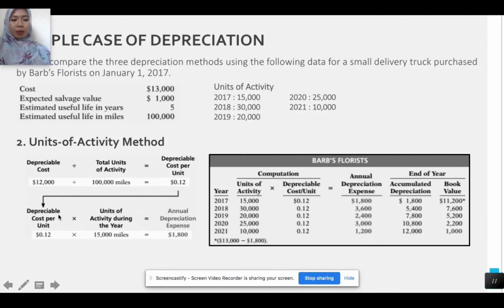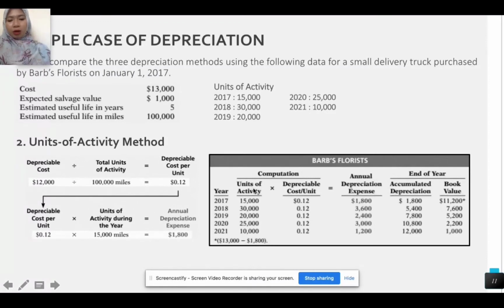Now we can calculate annual depreciation expense. The formula is depreciable cost per unit multiplied by units of activity during the year. For 2017, annual depreciation expense is $0.12 multiplied by 15,000 miles. So annual depreciation expense for 2017 is $1,800.